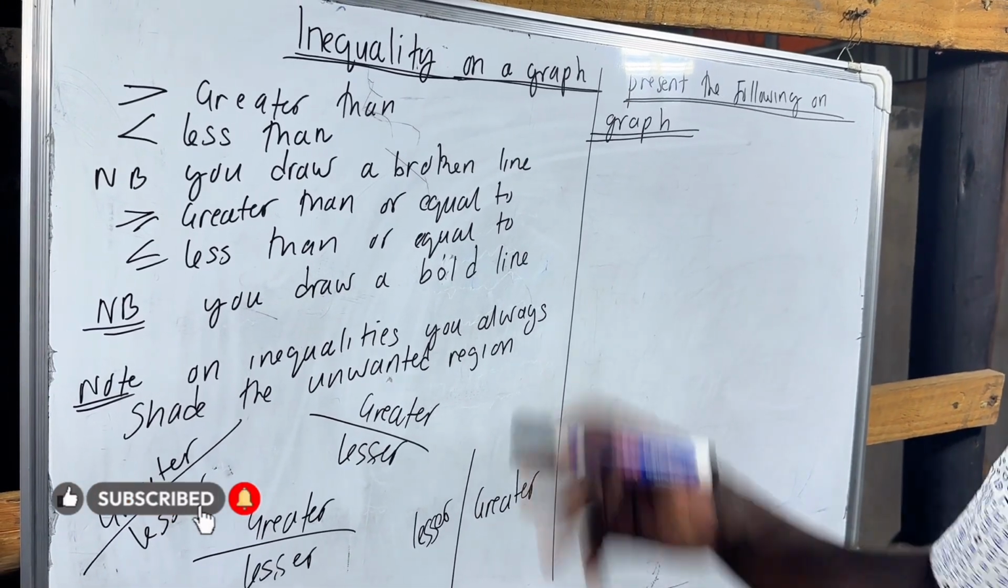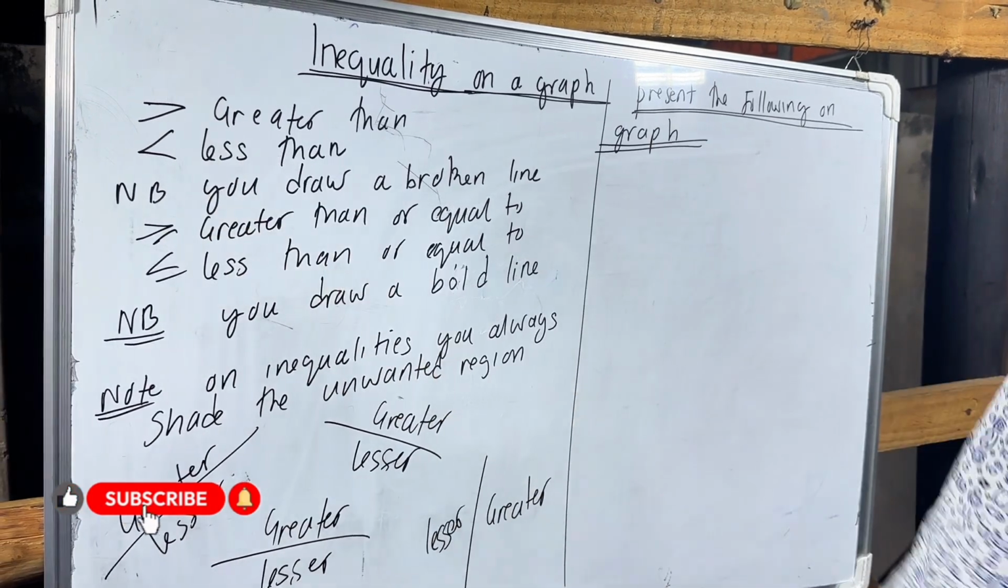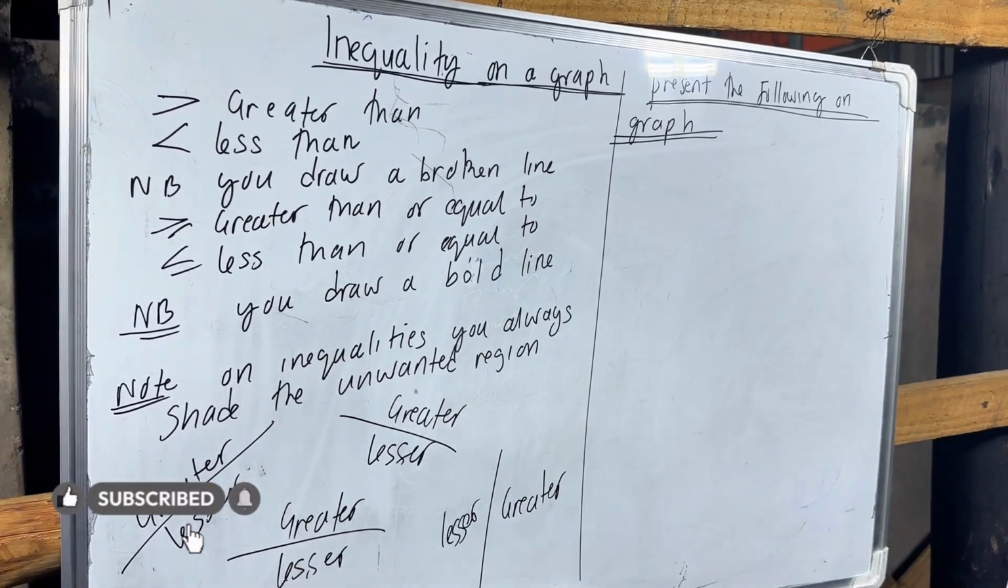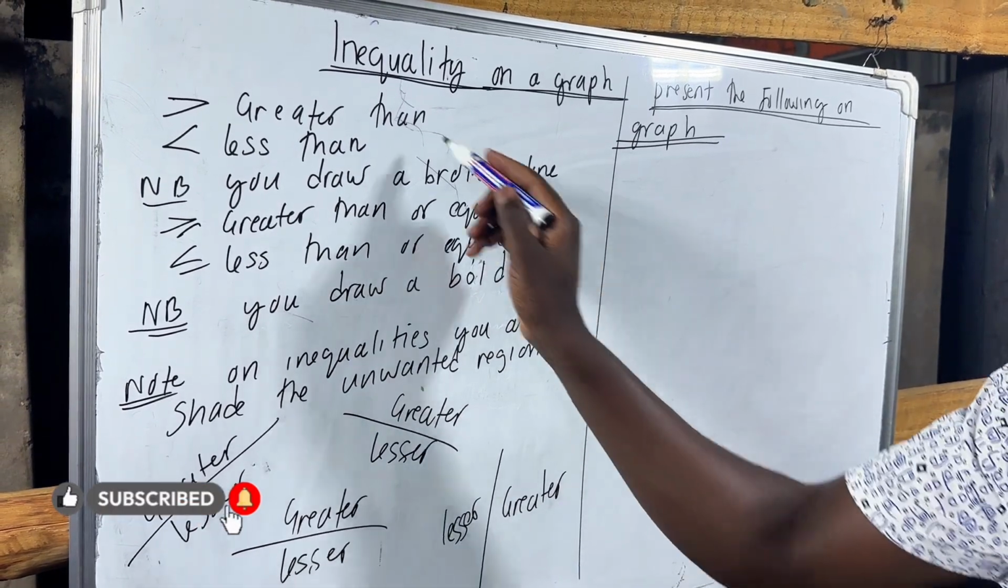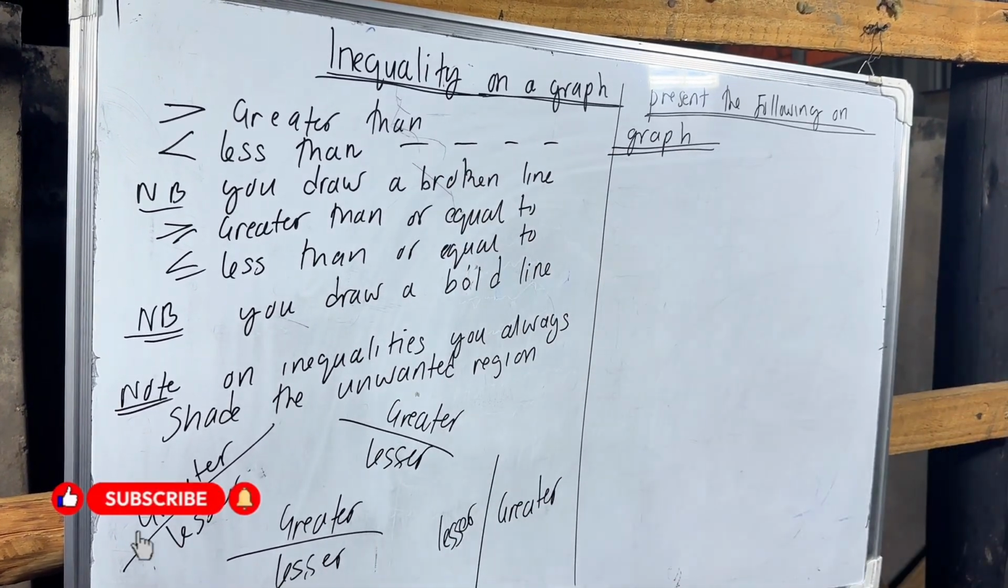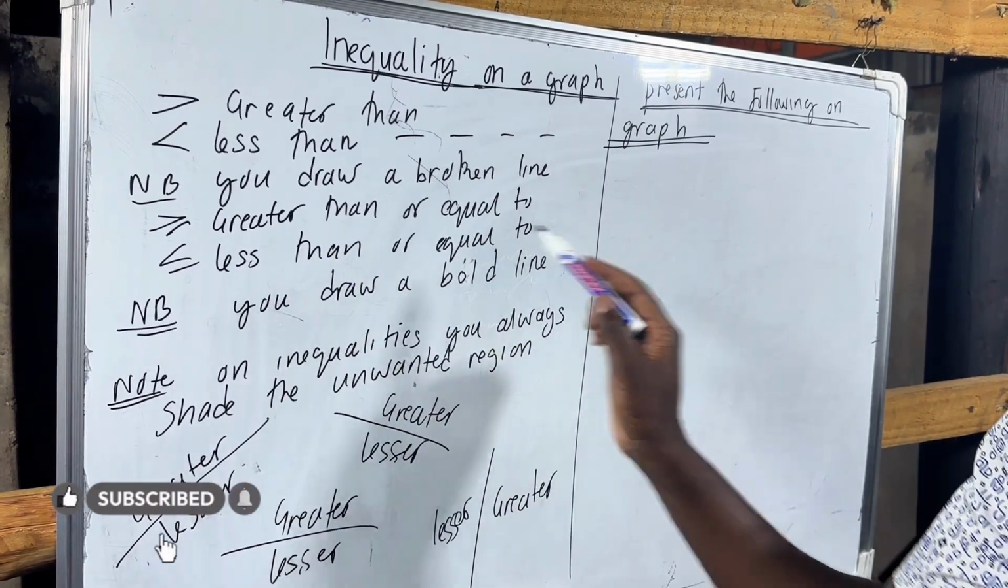Today, I want to look at inequalities on a graph. So we have these signs. This one is greater than, and this one is less than. In B, you draw a broken line. That's a broken line. Then we have greater than or equal to, then less than or equal to.